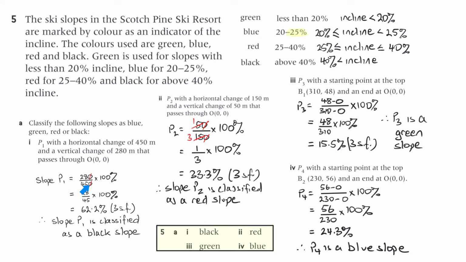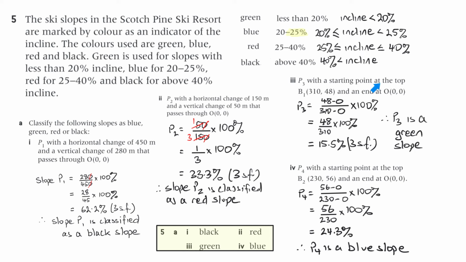So that's 280 on 450 times 100%, and that's 62.2% in 3 significant figures. Therefore, the slope P1 is classified as a black slope because 62.2 is above 40%. 2, P2 with a horizontal change of 150 and a vertical change of 50 that passes through that. Horizontal was 150 and the vertical is 50, so that's 50 over 150 times 100%. That's a third times 100%. That's 33.3%, 3 significant figures. Therefore, P2 is classified as a red slope. 33.3 falls within here, this one.